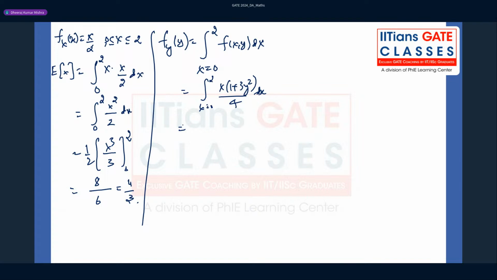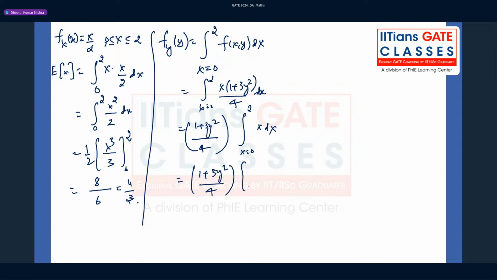So this factor can be taken out entirely because it is constant. Many of us get stuck here because we might take x inside and life is over. So it is the integral from x equal to 0 to 2 of x dx. Calculation is very important here. Understand? So this becomes 1 plus 3y square by 4, and if you integrate x you get x square by 2 from 0 to 2. If you solve this, it will give us 1 plus 3y square by 2 simply.